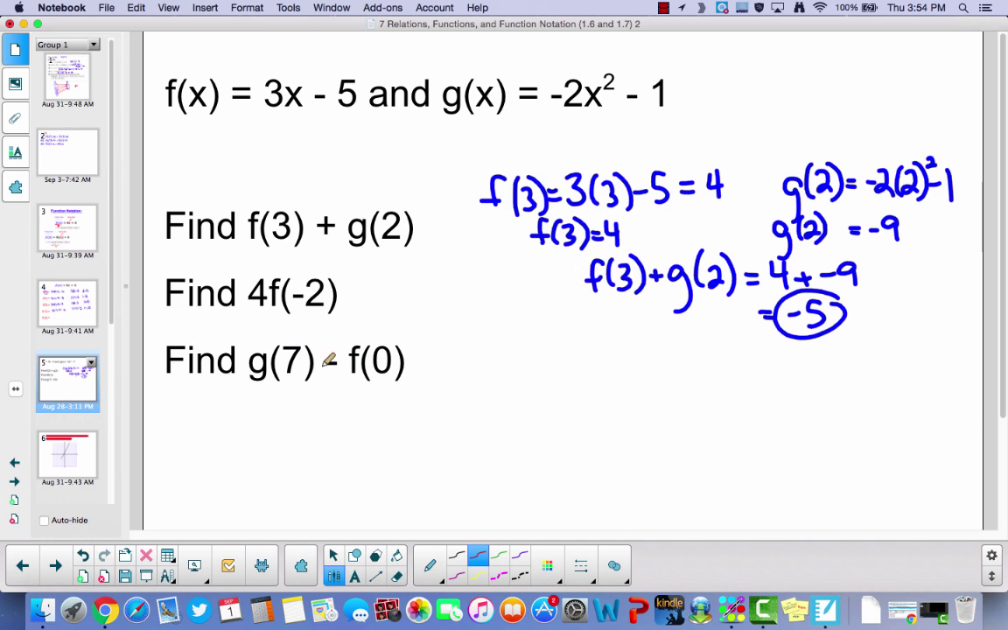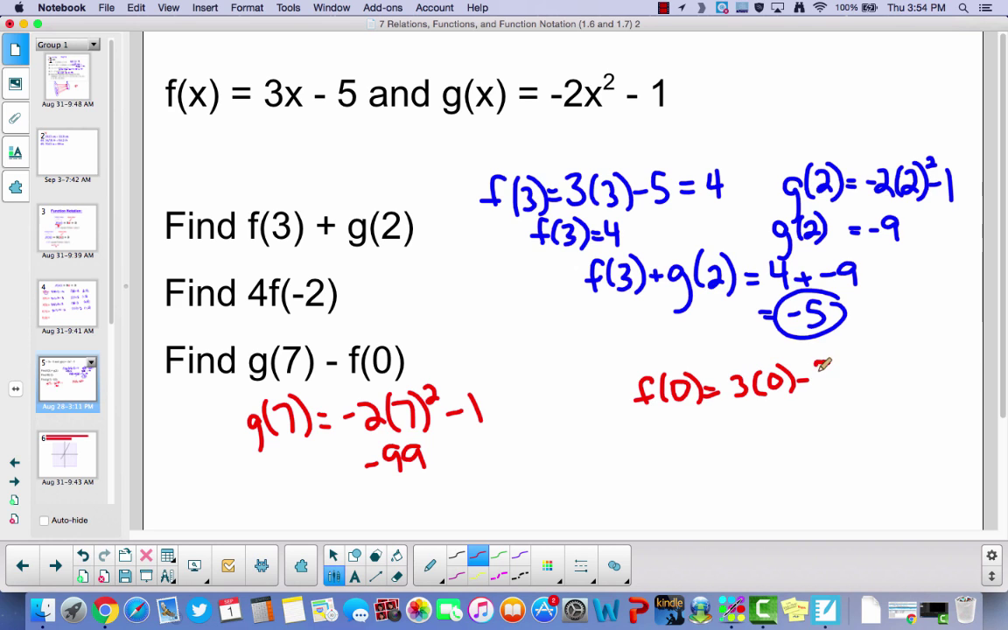Okay? So g of 7 says to take a 7 and plug it in any place we see an x. So g of 7 is negative 2 times 7 squared minus 1. 7 squared is 49, times a negative 2 is negative 98. Negative 98 minus 1 is a negative 99. F of 0 says plug 0 in. 3 times 0 minus 5.